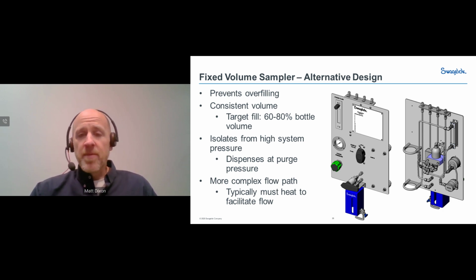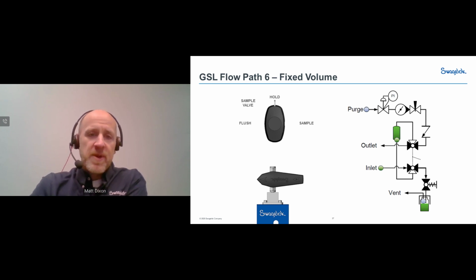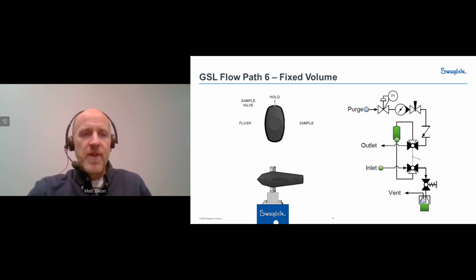Now, it is a bit more complex flow path, so you're typically going to have to heat this in order to keep everything flowing through there, but it is an option. Let's see how this actually works. So here we can see we've got two valves. We've got some ball valves that are geared together, and that enables flow to go through a little fixed volume cylinder that's on the panel.